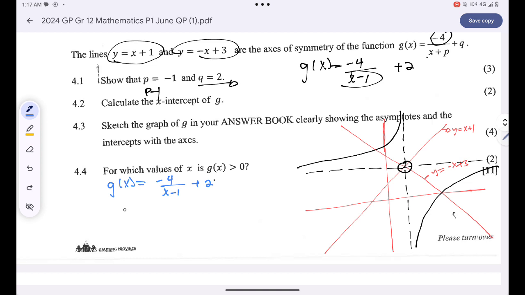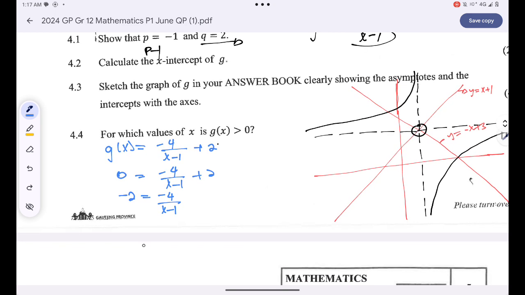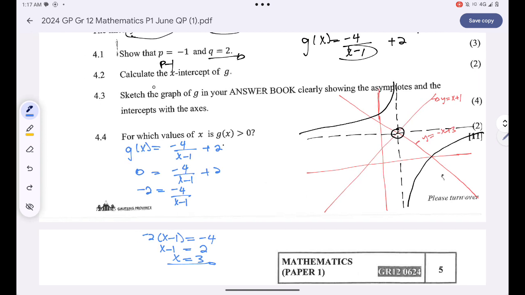Are you together? So if y is 0, I want to know the corresponding x value. Whenever I take the 2 to the other side, it will be negative 2 is equal to 4 divided by x minus 1. Then I'll simply have negative 2 multiplied by x minus 1 is just equal to negative 4, right? So x minus 1, I'll divide both sides by negative 2. x minus 1 will be equal to 2, then x is just equal to 3. So I now know that the x-intercept for g of x is 3 and 0.